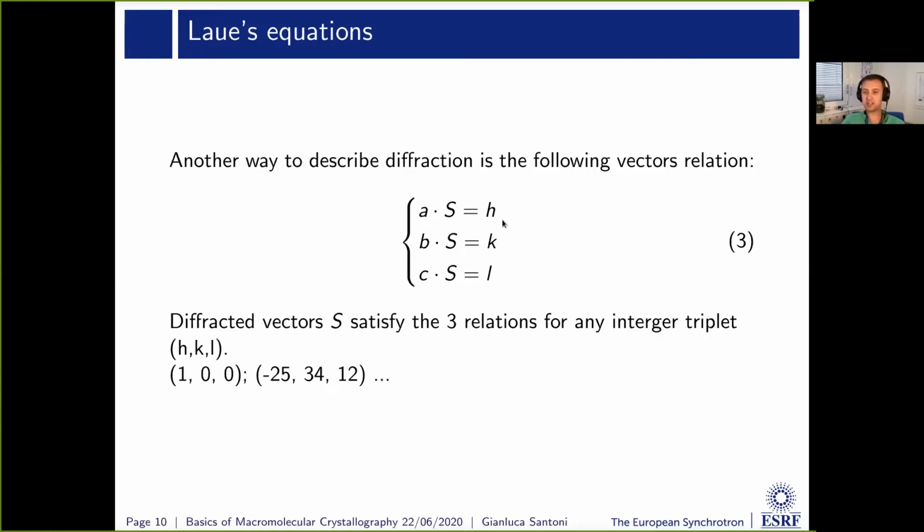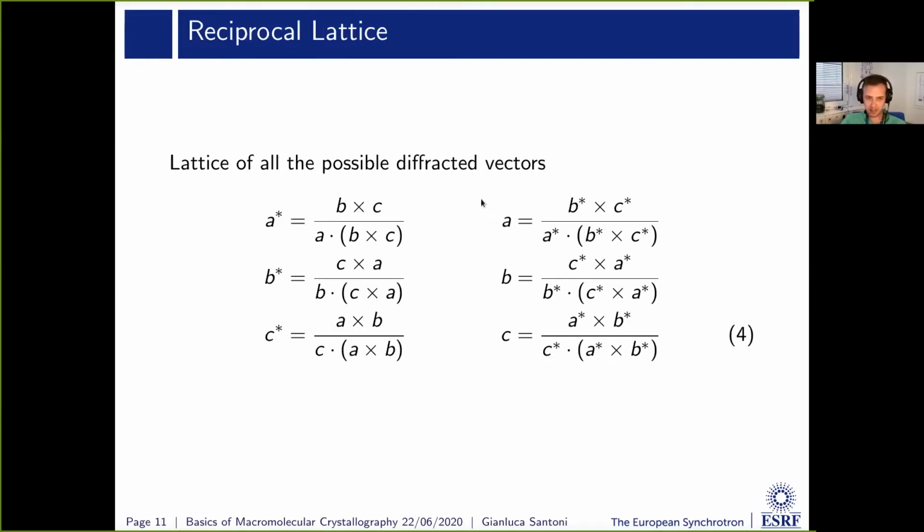The problem with this is that, there's not a problem, but we make the assumption here that the crystal is an ideal infinite object. We will see later how this affects the whole representation, of course. The lattice of all the possible diffracted vectors here on the left is what we call the reciprocal lattice. It is defined by vector relationships between the unit cell parameters. And all the HKL vectors in the reciprocal space are multiple integers of A star, B star, and C star.